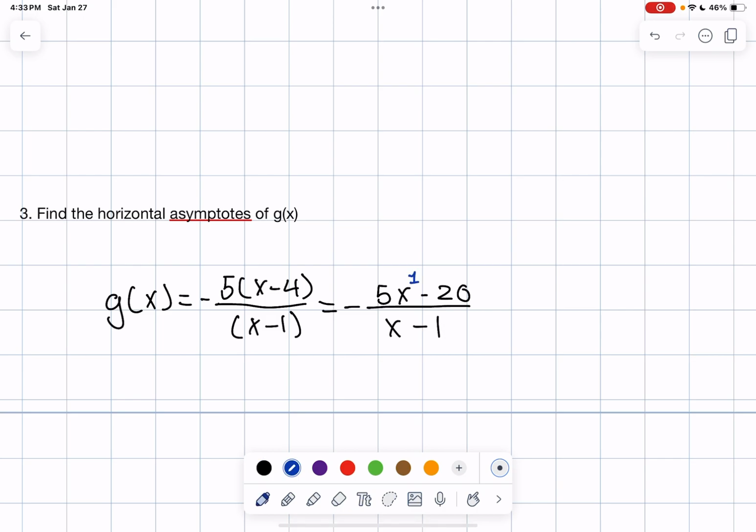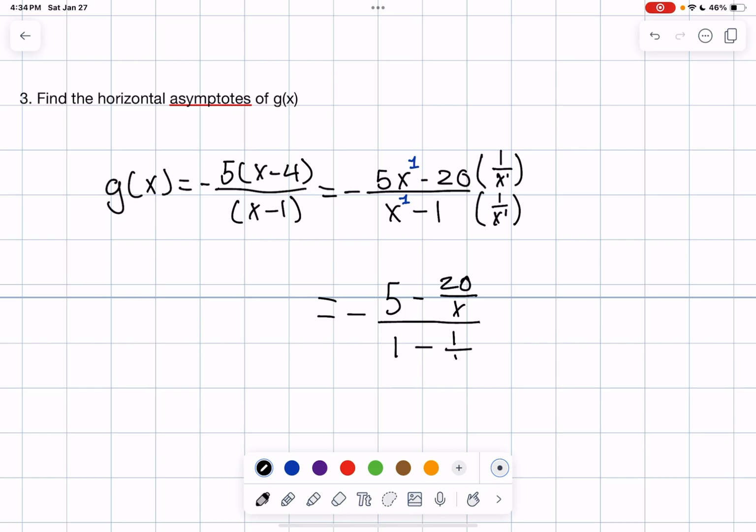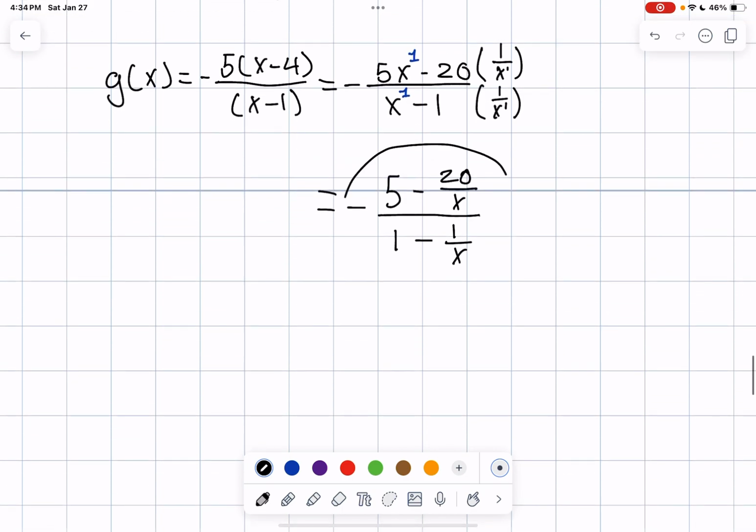Now both these x's are to the power of 1, and you've been taught to divide by the highest power. So we're going to do that: 1 over x to the 1 and 1 over x to the 1. So now you're going to be left with a function that looks like negative 5 minus 20 over x, over 1 minus 1 over x. Now let's take this and analyze it at negative infinity and positive infinity.